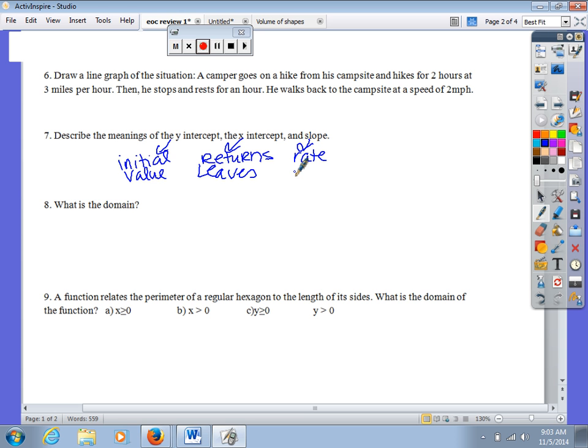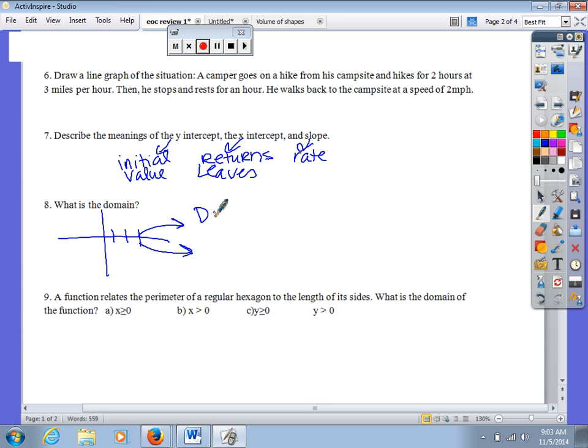Now, number 8, I gave you a graph. I don't have it on here. But number 8 said, what is the domain and what is the range? And I think it looks like, right? And then it's a U. Is that correct? Knowing what we know now, what's it called? A parabola. Good job.